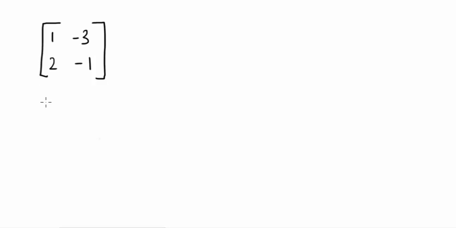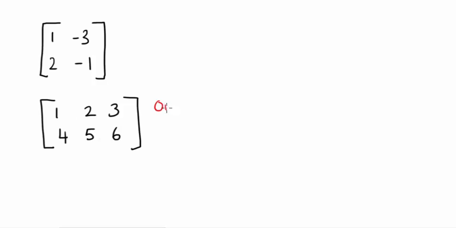Matrices don't need to have the same number of rows and columns. For example, we can have the matrix 1, 2, 3, 4, 5, 6, which has 2 rows and 3 columns. This is referred to as the order of a matrix. So this matrix is order 2 by 3 because it has 2 rows and 3 columns. The number of rows is always given first.